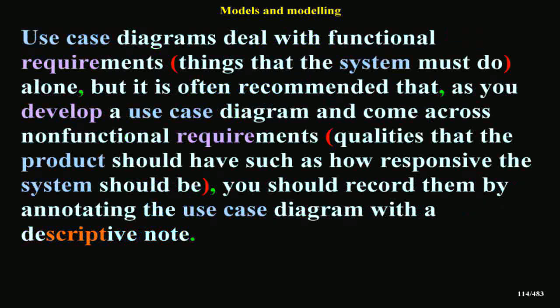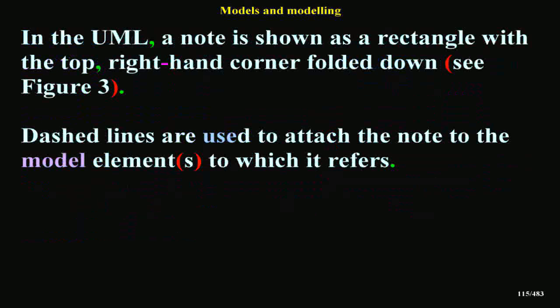Use case diagrams deal with functional requirements, things that the system must do alone, but it is often recommended that, as you develop a use case diagram and come across non-functional requirements, qualities that the product should have, such as how responsive the system should be, you should record them by annotating the use case diagram with a descriptive note. In the UML, a note is shown as a rectangle with a top, right-hand corner folded down. See Figure 3. Dashed lines are used to attach the note to the model element to which it refers.